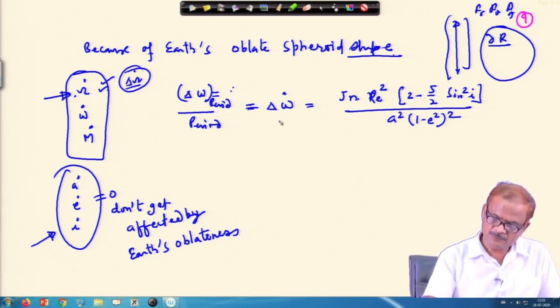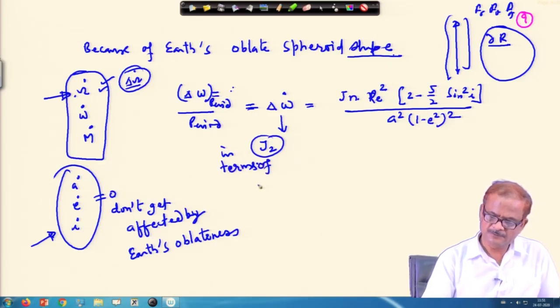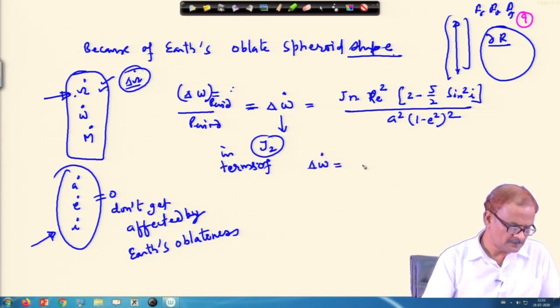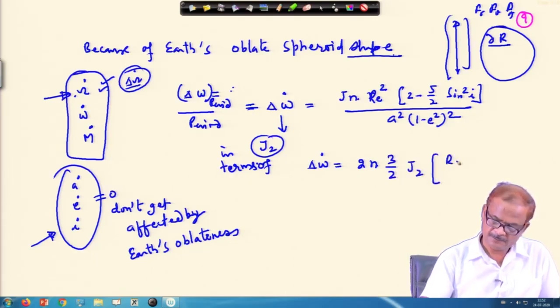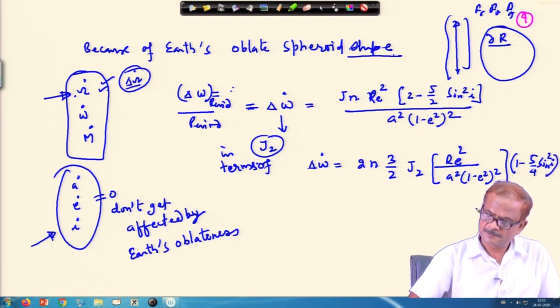The same thing, if we write in terms of J2, it will appear as delta omega dot equal to 2n divided by 3 by 2 J2 times R e square by A square times 1 minus E square whole square times 1 minus 5 by 4 sin square I. It appears like this.